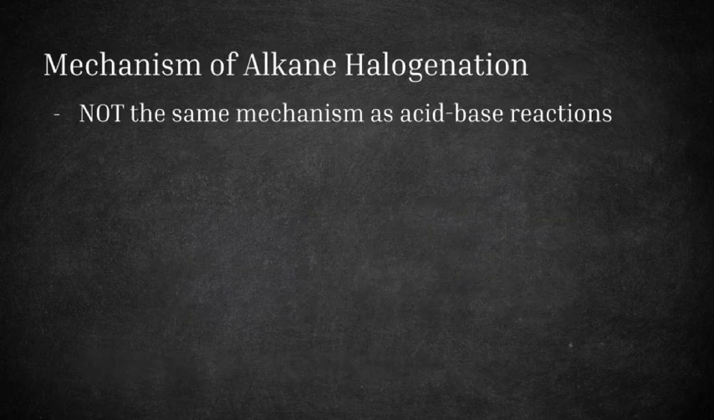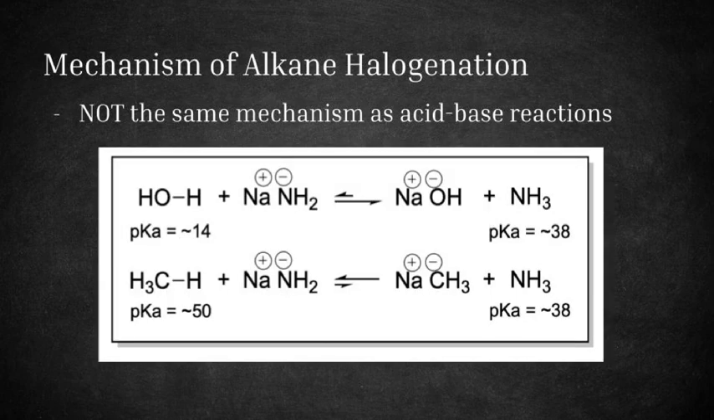Alkane halogenation does not occur via the same mechanism as acid-base reactions. You may recall that alkane C-H bonds are very strong, making them difficult to break. For example, when water and methane are treated with a strong base like sodium amide, NaNH2, one of the O-H bonds in water is easily broken to form hydroxide, OH-, whereas none of the C-H bonds in methane break to form a methyl anion, CH3-.